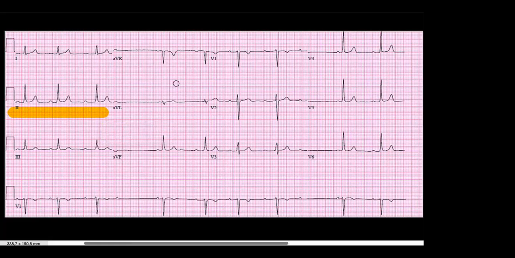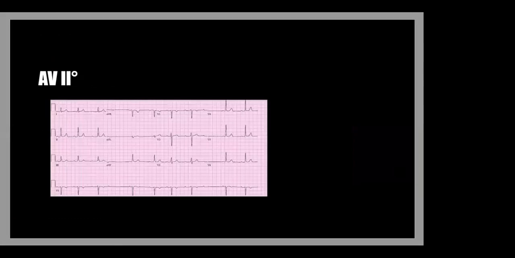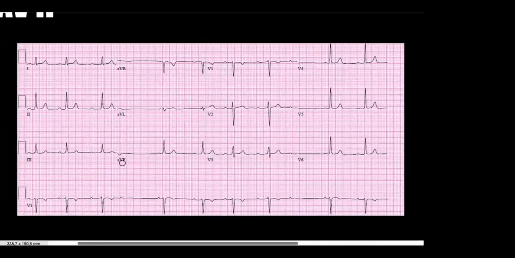Next. Oh, can you just go back again? Right. Zoom it a little bit. Oh, that's too much.